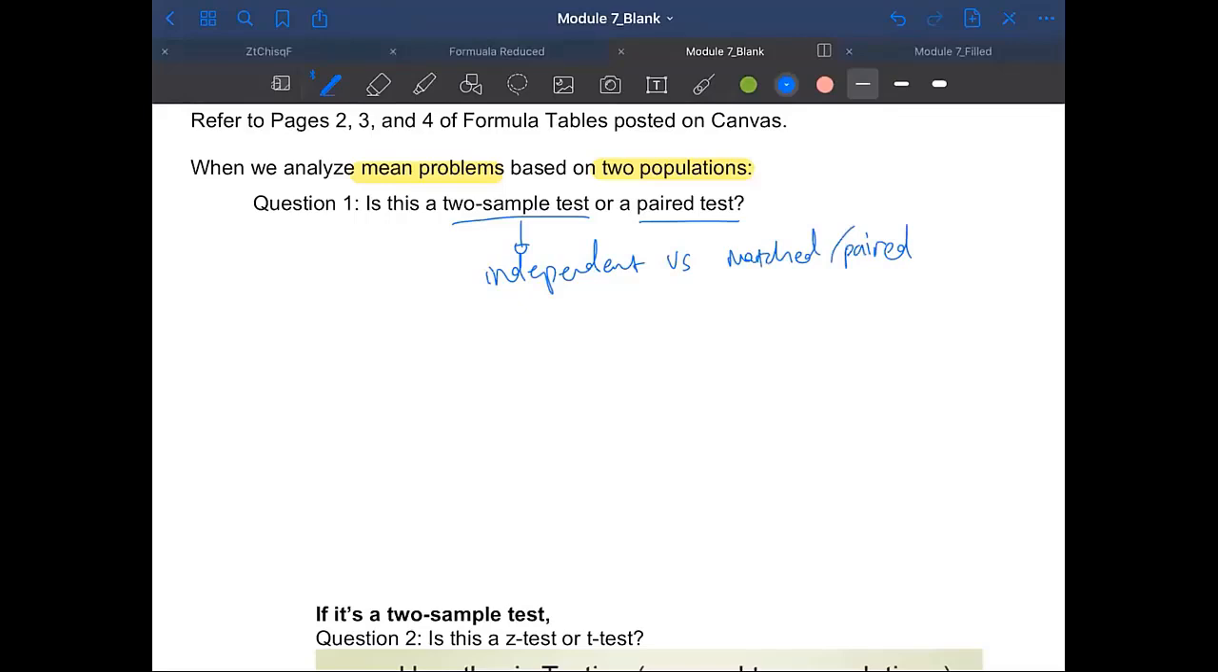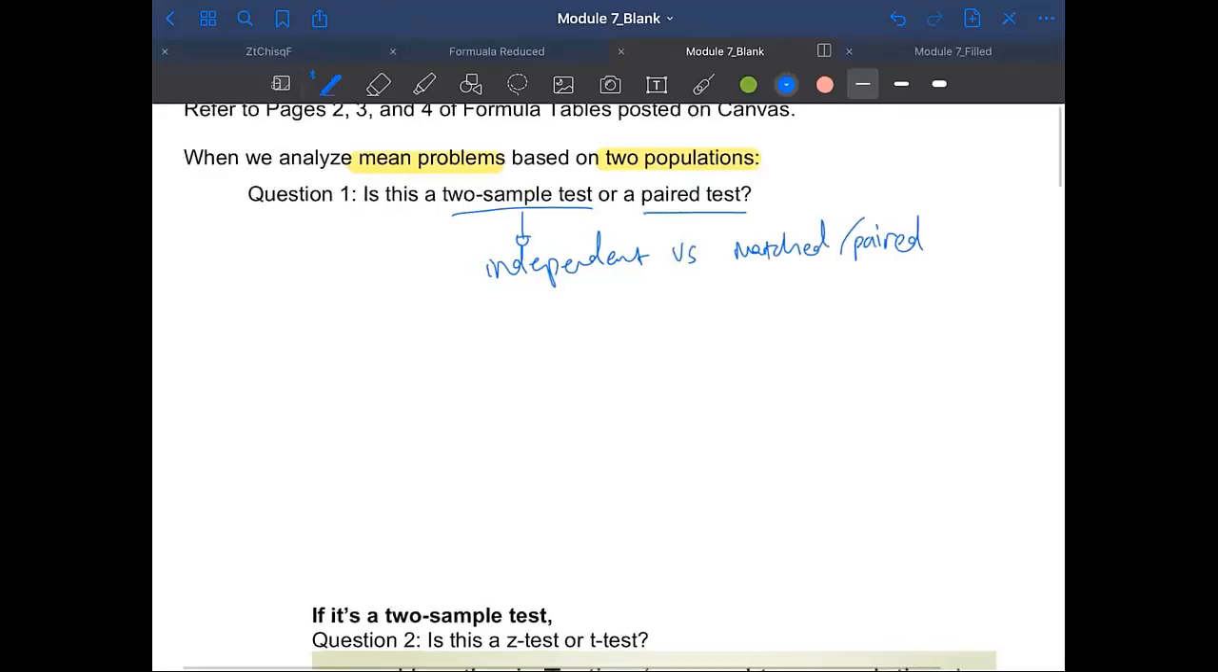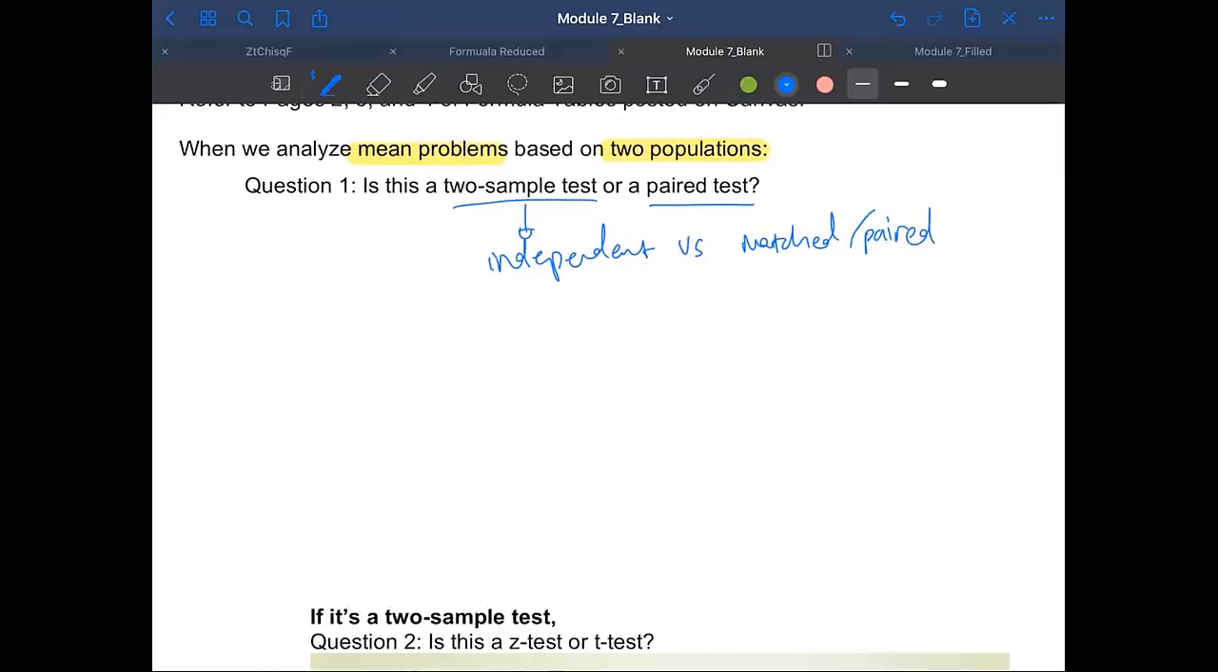So do you remember any way to tell whether this is an independent or a matched or paired sample? How do we tell? Maybe there are some clues that you learned, or anything that you remember from the videos or maybe the slides. I'm gonna write it down here. How do we tell whether it's an independent or maybe a paired sample?